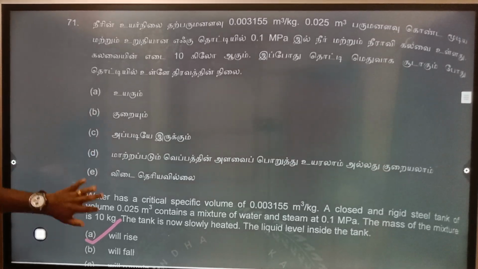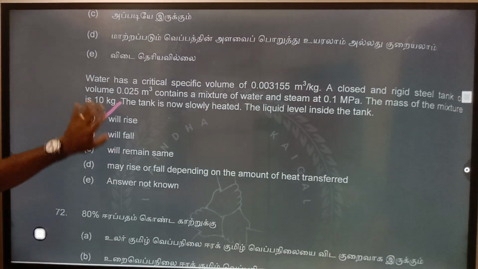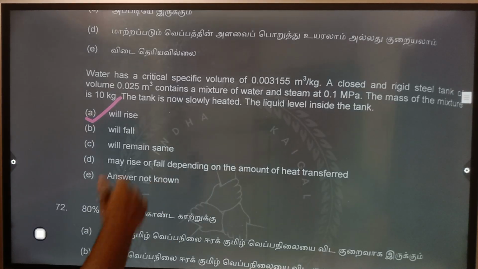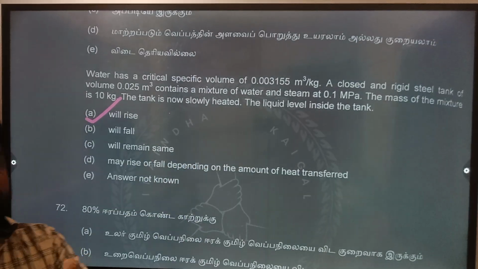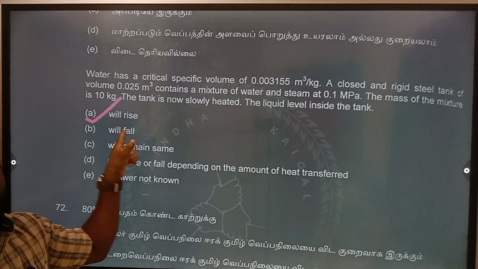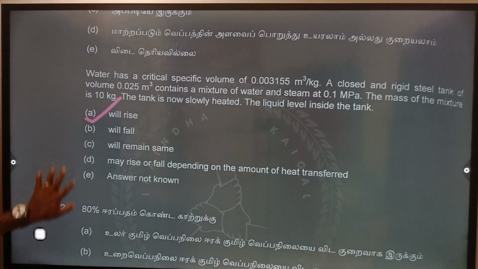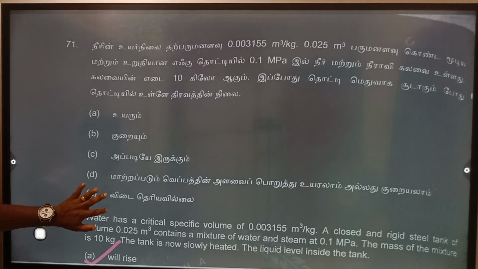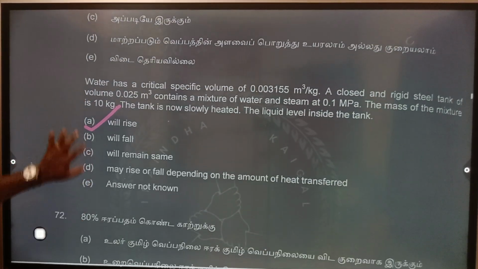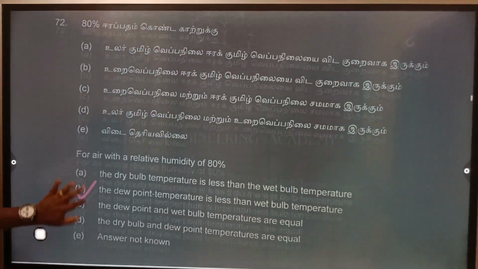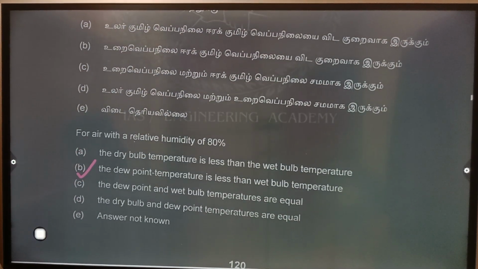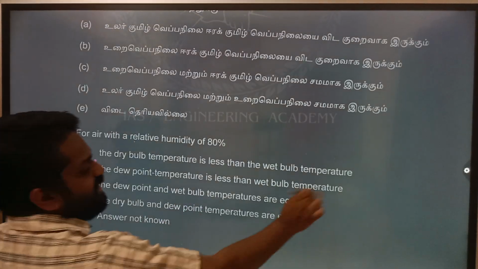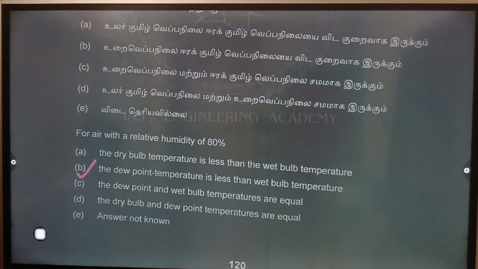71. Water has a critical specific volume of this. You have to find its critical volume and compare both. You will get the answer as rise. Okay, answer is A. 71. The key is A. Will rise. 72. Relative humidity 80% means the dew point temperature is less than the wet bulb temperature. That's the answer. So answer is box B.